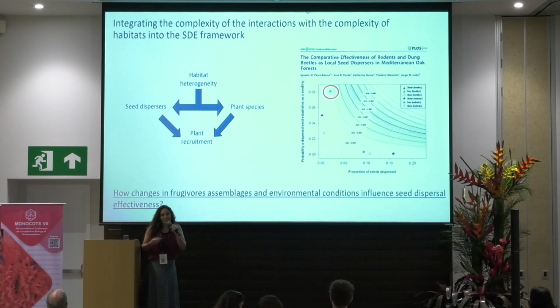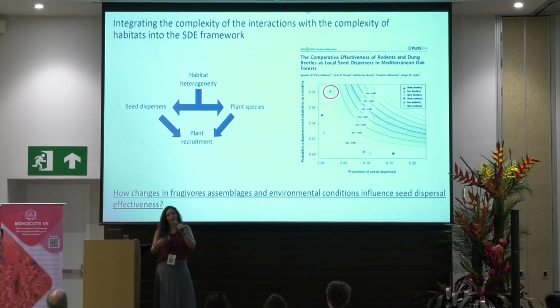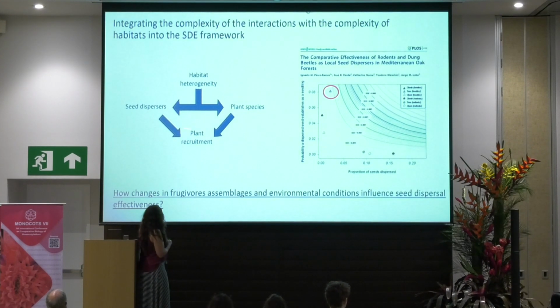So putting more complexity on that. It's not only about the types of seed dispersers, but also the types of the habitat where the plant is. So if we are trying to combine that, we can have the habitat heterogeneity. It's influencing the community of the seed dispersers and also the plant species that are there, and plant adaptations for a specific type of microenvironment. And then this combined results in the plant recruitment.